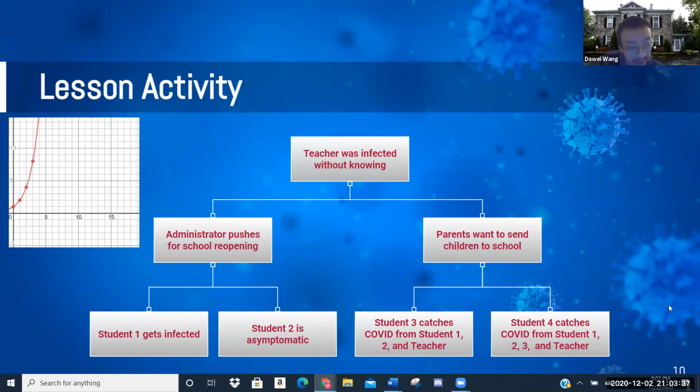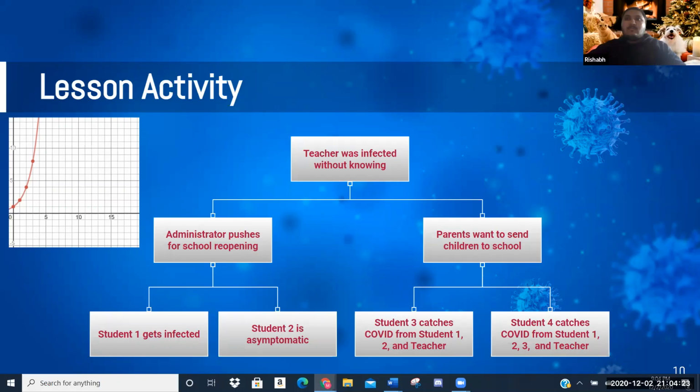Okay, I will introduce this activity we have for the students. So as you can see, we have this flow chart here that we will have the students fill in with their own example. The example that we have here is a teacher was infected with COVID-19 without knowing, and administrators were pushing for the school to reopen, as well as parents wanting to send their children back to school.